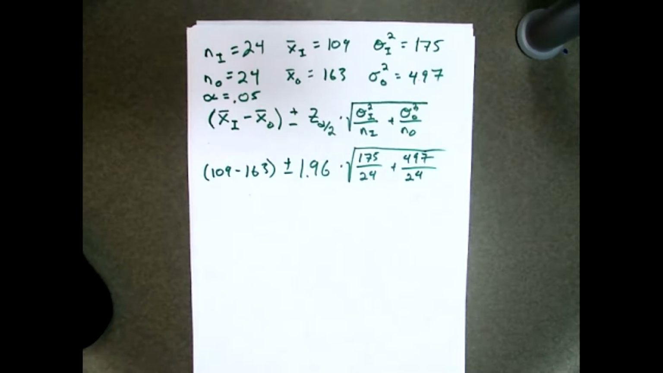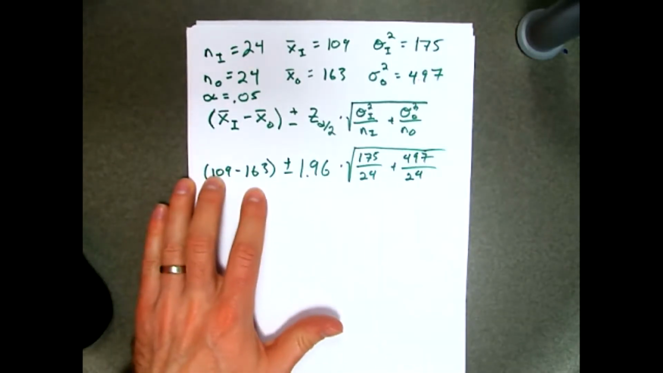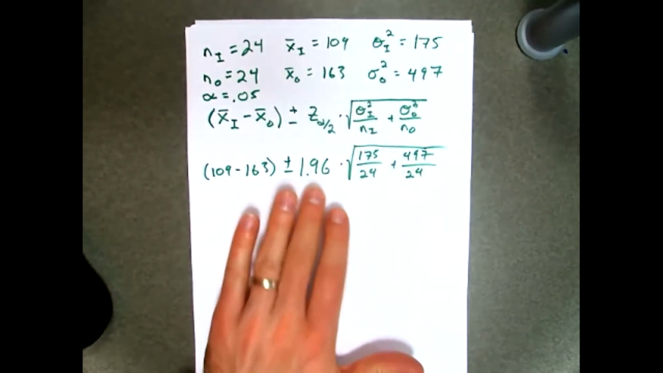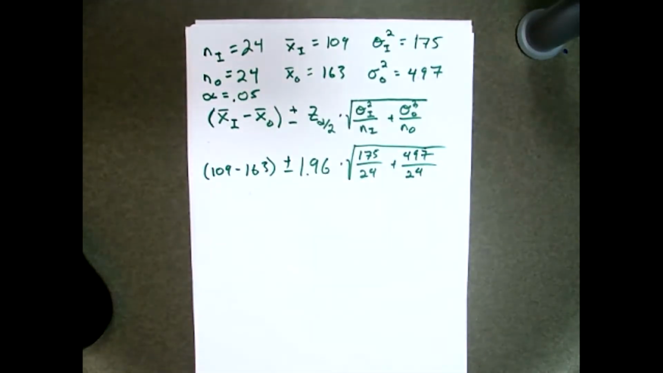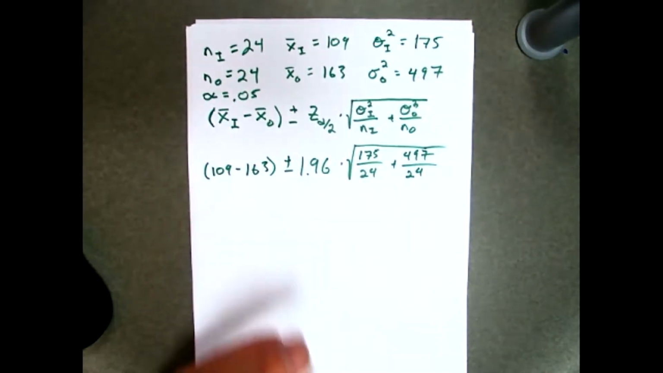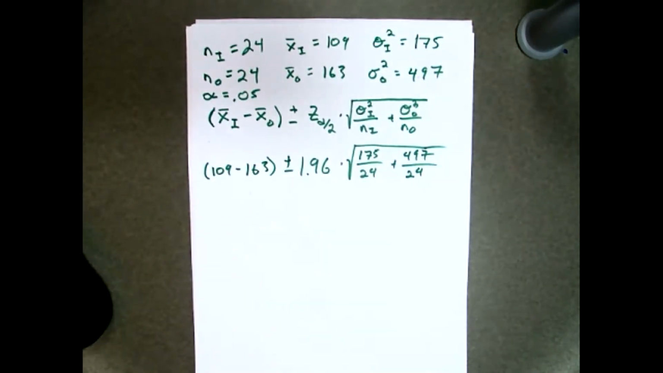Any questions on that? I've got a couple more things I want to mention here, but let me stop for a second. Any questions? So really all we're doing is plugging in all the information we're given, looking up that Z value. And really, these are the same steps we had for one population examples. It's just we've got twice of everything now. Okay.